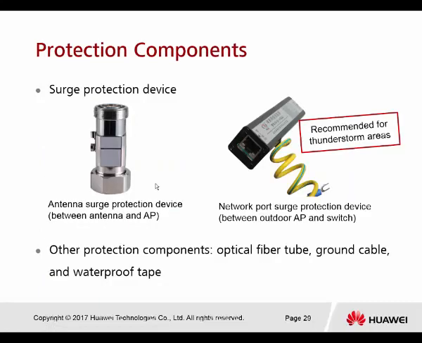The surge protection device. This one will be used in between the antenna and the AP to protect the AP and prevent damage. And this one will be used between the AP and the switch. It is mainly used for outdoor APs, because you deploy the outdoor AP outside the building. So when lightning strikes the outdoor AP, at least they can still protect your intranet so it won't be damaged by the electricity.